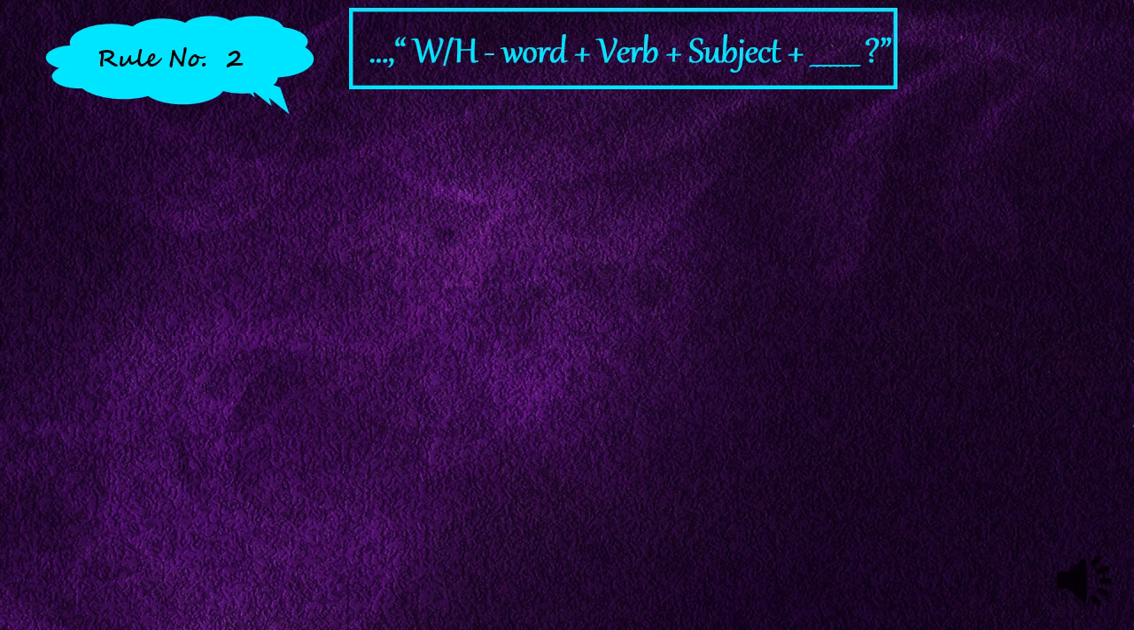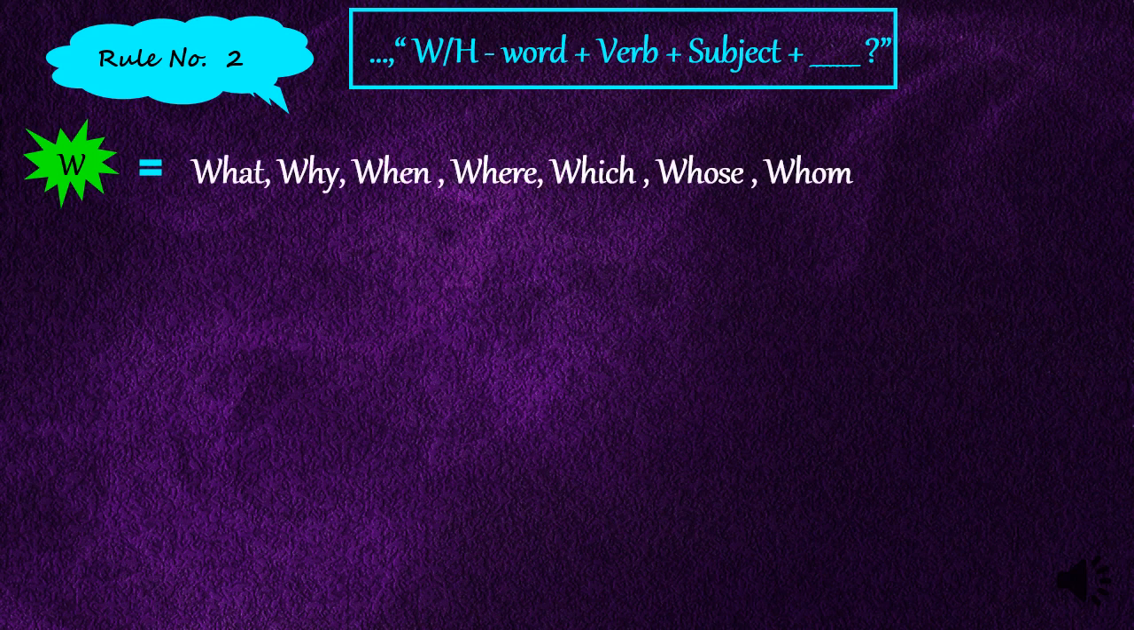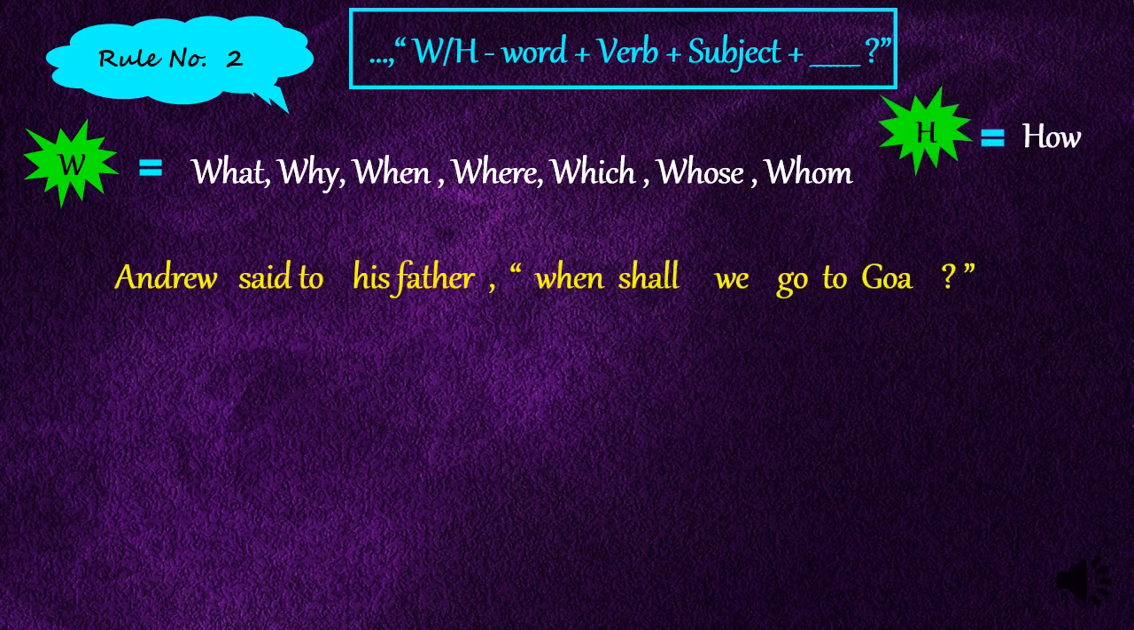Rule number 2. When the template of the given sentence is like this, comma, open quotes, close quotes, WH word followed by the verb and subject, ends with a question mark and close quotes, then what should you do? First, you should know what I mean by WH word. The W words are what, why, when, where, which, whose, and whom. And the H word is how. Fine. Now let's look at this example.